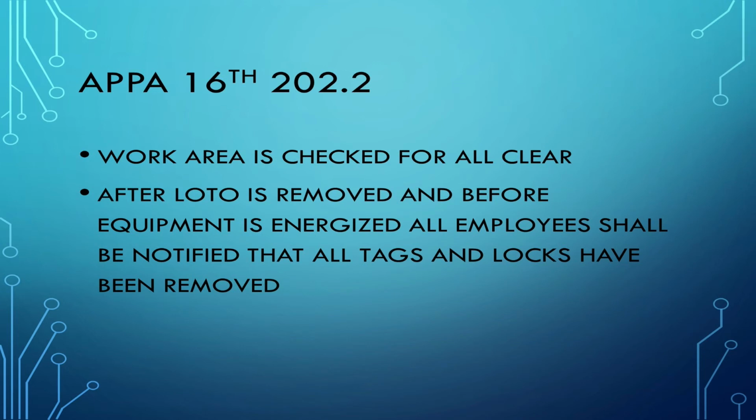Work areas checked for all clear. After the lockout or tagout is removed and before equipment is energized, all employees shall be notified that all tags and locks have been removed, that the grounds have been removed, maybe the normal opens, or if it's a de-energized situation, that the normal opens are all closed back before we energize. Normal open doesn't have to be at the breaker. Normal open can be anywhere between you and your work site, and as we all know, an open fuse barrel is not recognized as a visual opening.